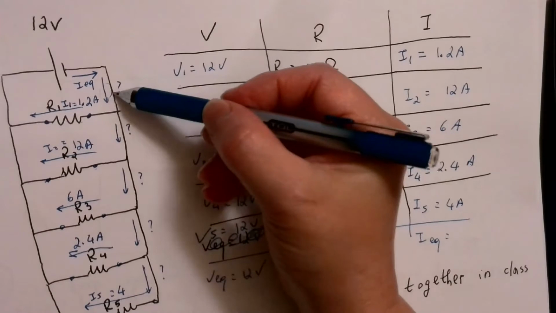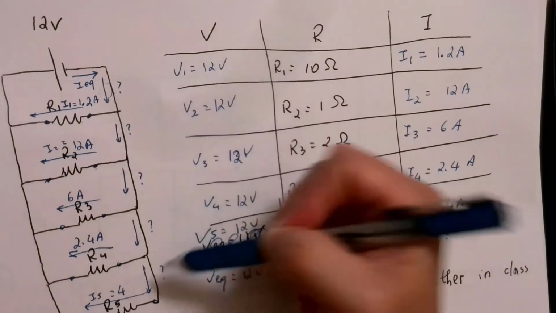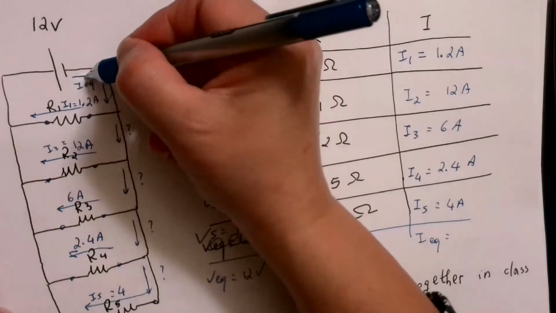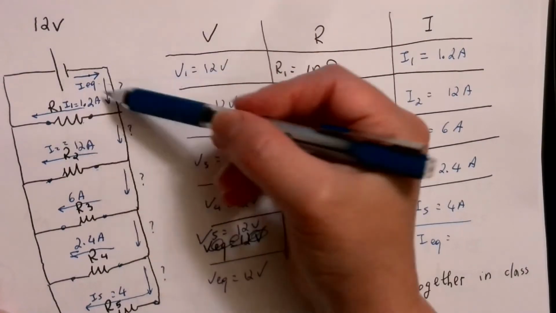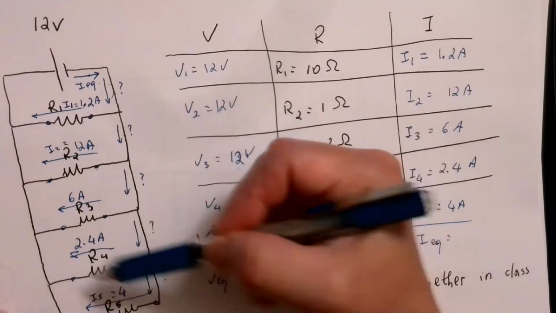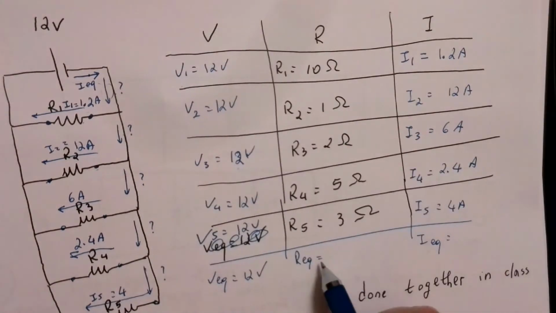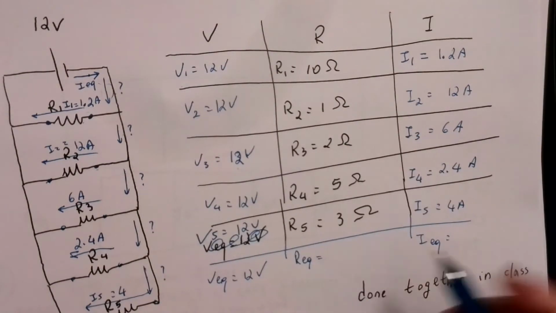I still have to calculate every single one of those. How would I do that? Well, if I know this value here, then I can keep on subtracting every single current that I'm losing through those branches. So I need to have the equivalent resistance first.